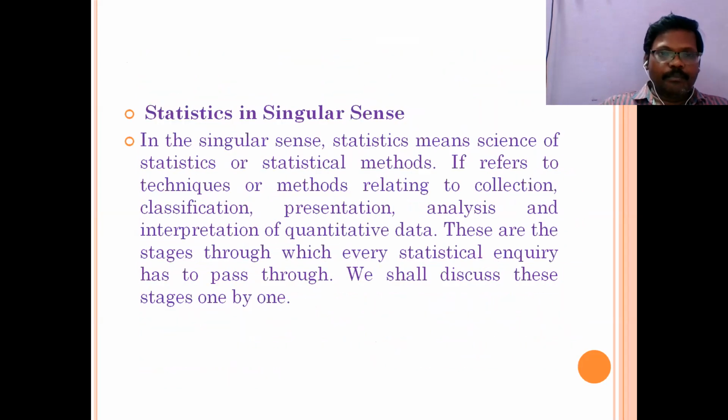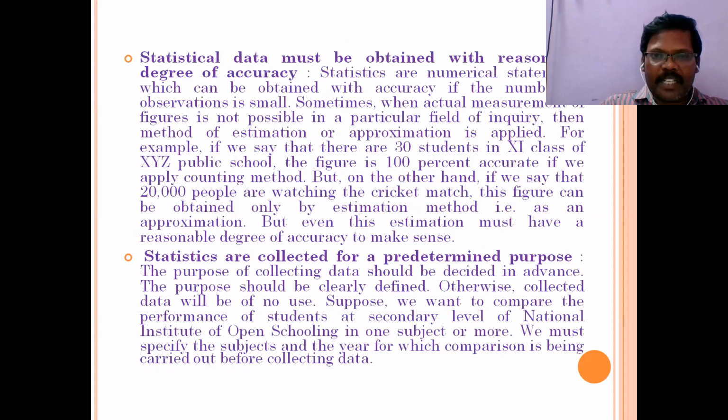So here the statistical data must be obtained with a reasonable degree of accuracy. The statistics are numerical statements which can be obtained with accuracy if the number of observations is small. If the number of observations is small, there will be more accuracy. Sometimes when the actual measurement of the figures is not possible in the particular field of inquiry, then the method of estimation or approximation is applied.